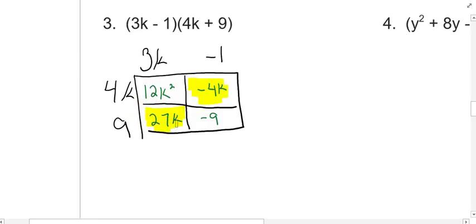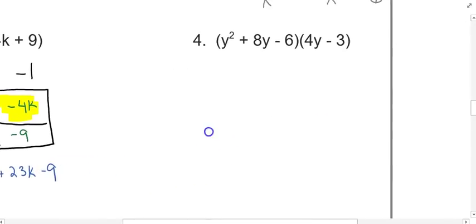I can combine those. We go ahead and write this in standard form. So 12k squared, 27k minus 4k would be plus 23k, and then minus 9. It's written in standard form. There's nothing else that I can combine. That's our final answer.